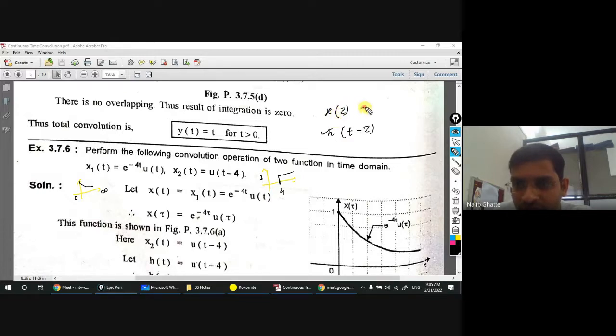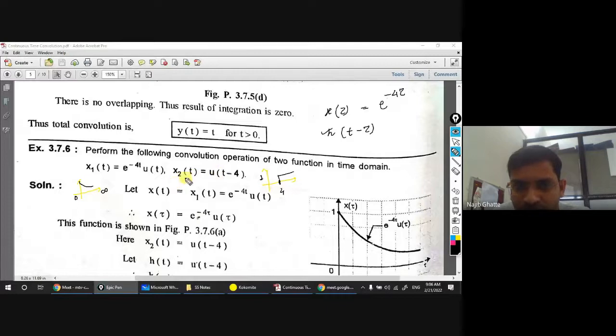So I can write over here x of tau is equal to e raised to minus 4 tau, okay, and u of tau. Do I need to write u of tau over here, sir? No. Why? Because u of tau only helps me know what my limits are, what my actual exponential decay is traversing from. So it is traversing from 0 to plus infinity.